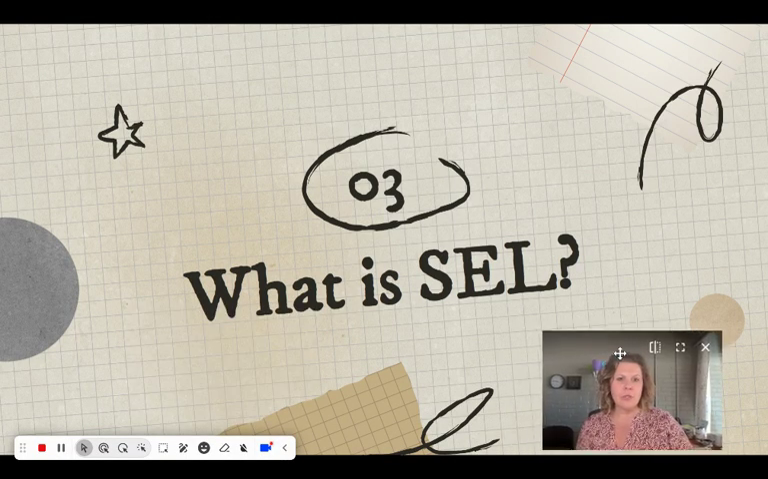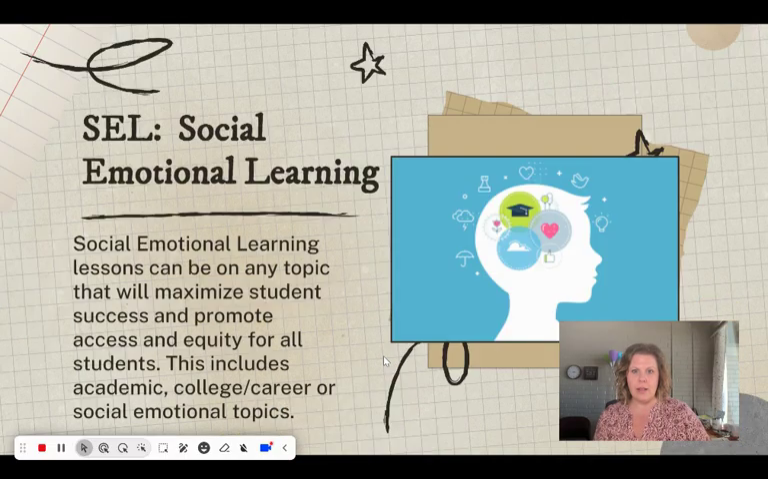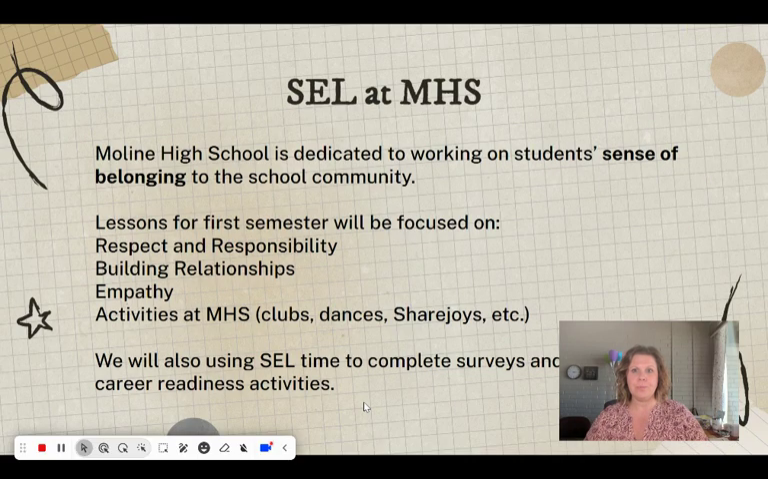So now we're going to go to what is SEL. SEL stands for social emotional learning. And these are lessons that can be on any topic that maximize student success and promote access and equity for all students: academic, college and career, and social emotional concepts. So at Moline High School, we're dedicated to working on students' sense of belonging in the school community.